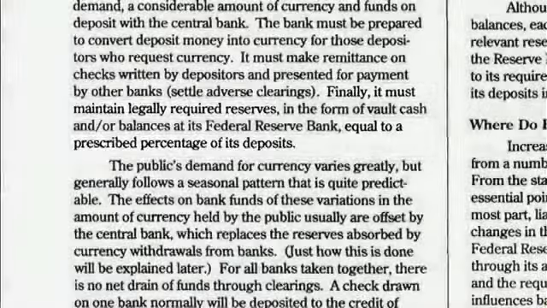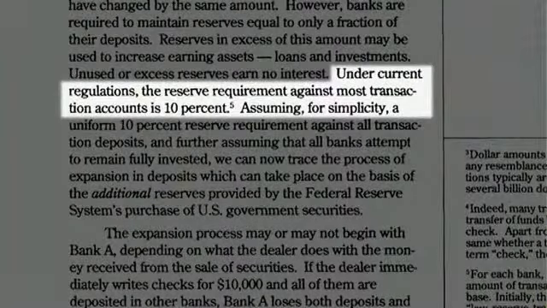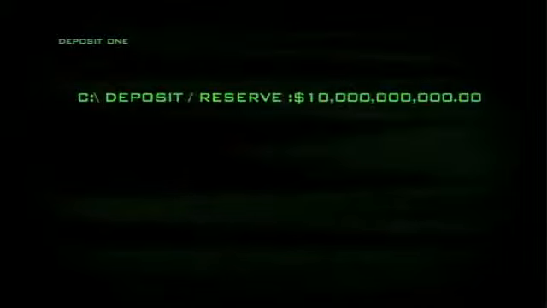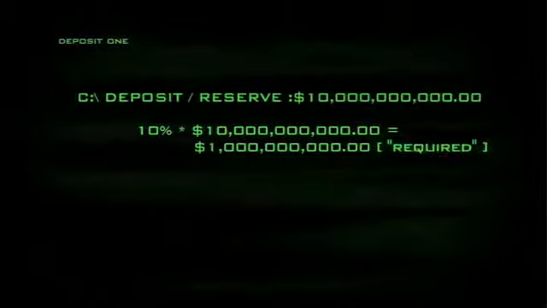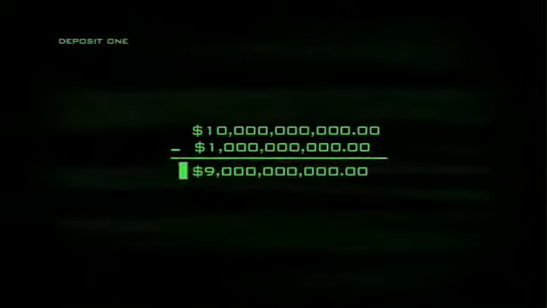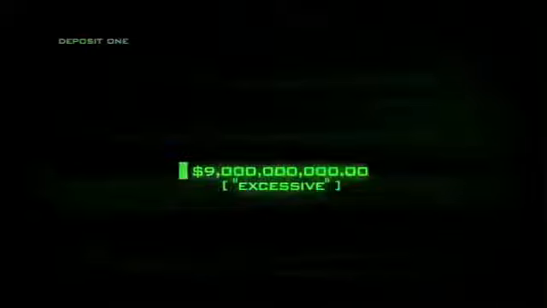It then quantifies this by stating, "under current regulations, the reserve requirement against most transaction accounts is 10%." This means that with a $10 billion deposit, 10% or $1 billion is held as the required reserve, while the other $9 billion is considered an excess reserve and can be used as the basis for new loans.